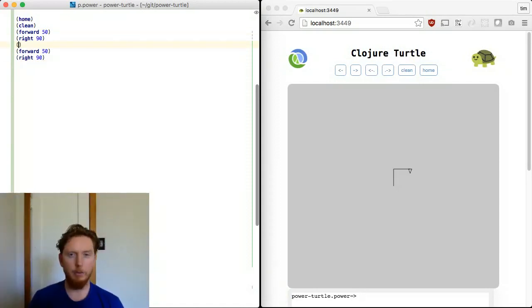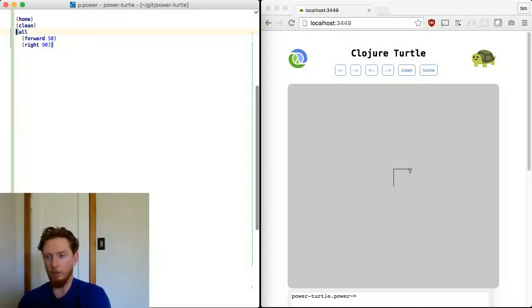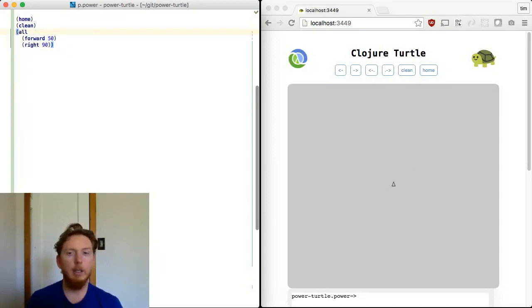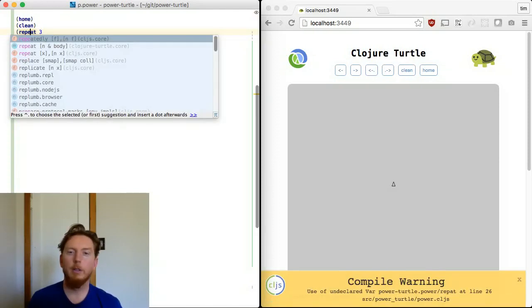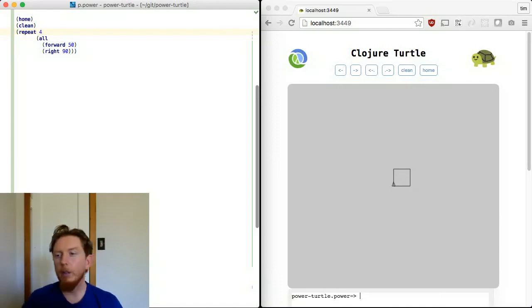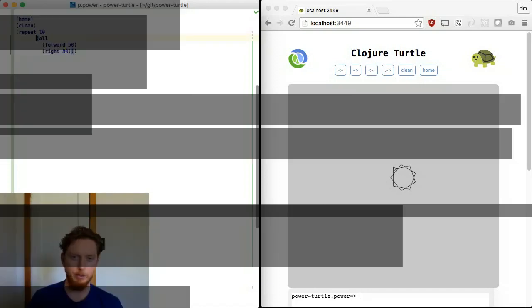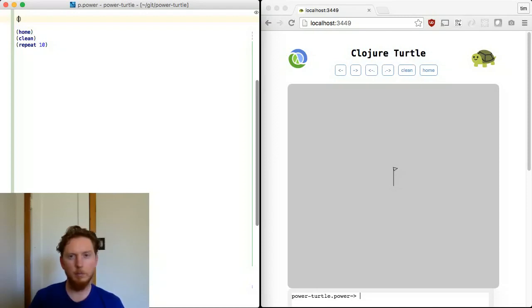Instructions can be grouped together using the all form. Grouping instructions together in an all form does not execute the instructions. We can execute a group of instructions using the repeat function. Repeat takes a number and a group. It performs the instructions in the group that many times. We combine a forward instruction with a right instruction and repeat the combination many times.